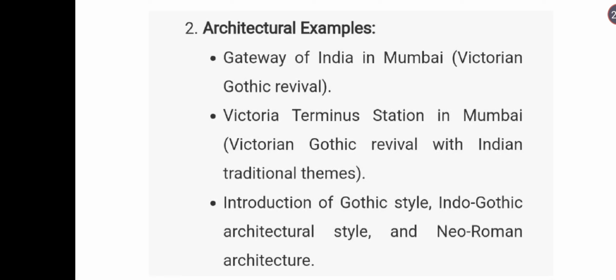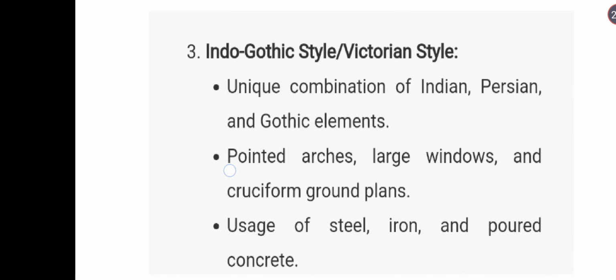Another example is the Gateway of India in Mumbai, in the Victorian Gothic style. Then the railway station: the Victoria Terminus station in Mumbai is another example of British Indian architecture. Again, there was the introduction of the Gothic style, an Indo-Gothic architectural style with a neo-Roman style. The Indo-Gothic style is a Victorian style, a unique combination of Indian, Persian, and Gothic elements.